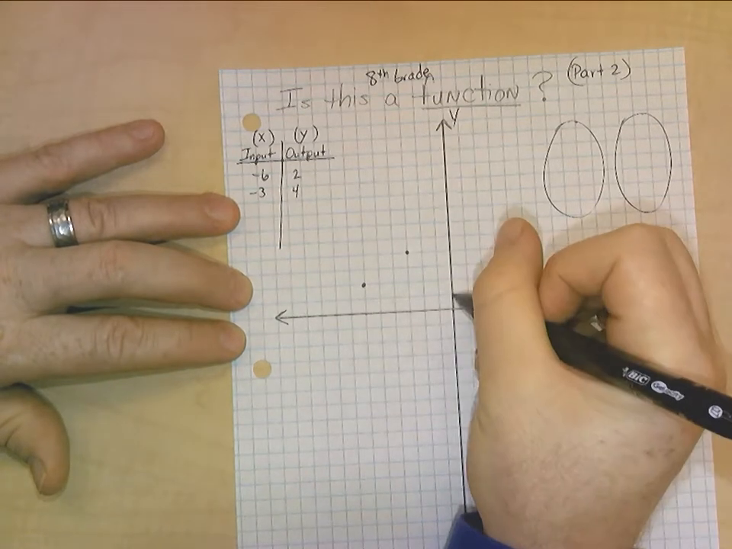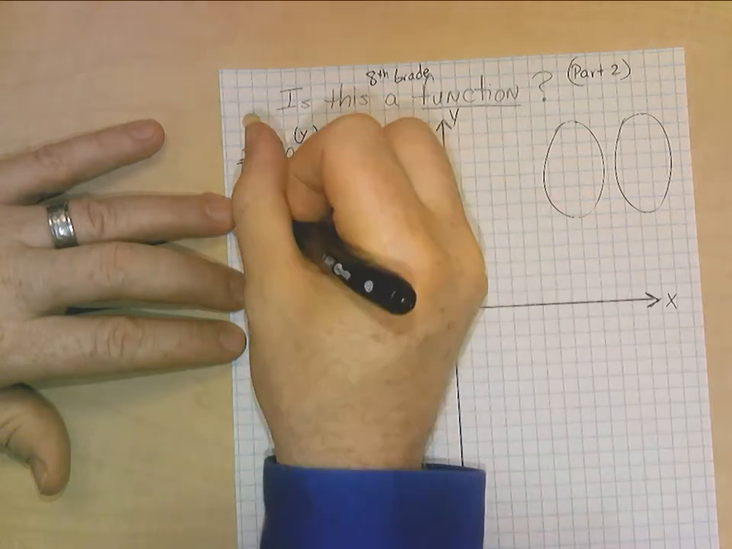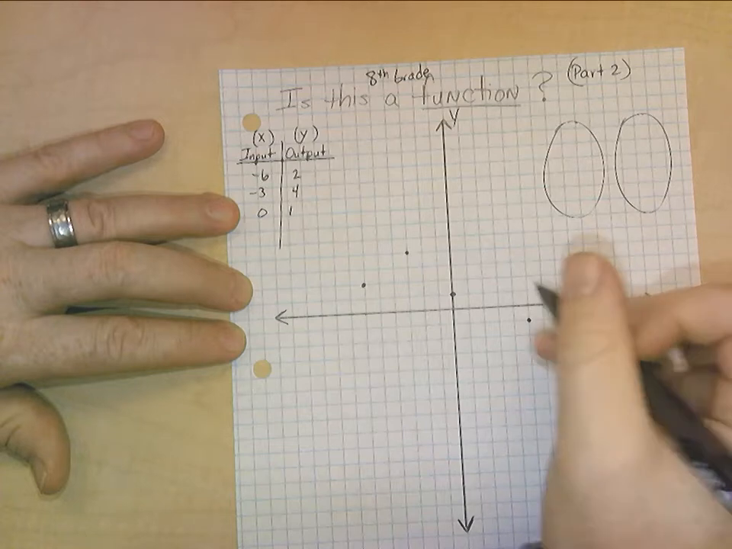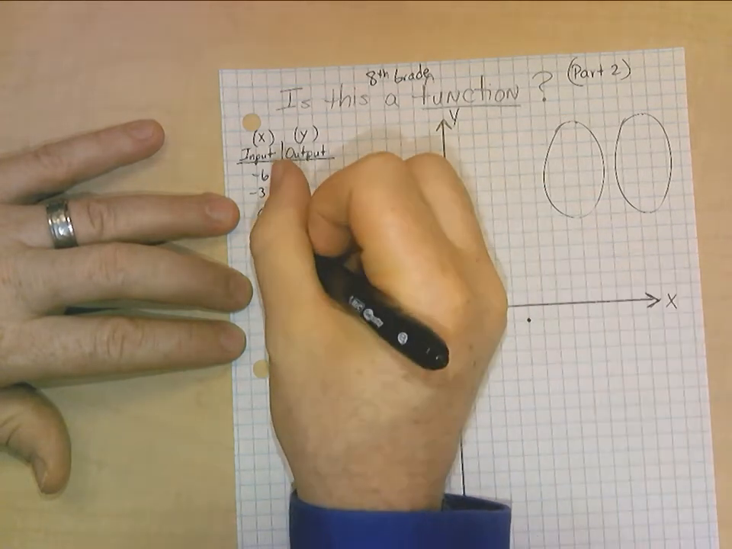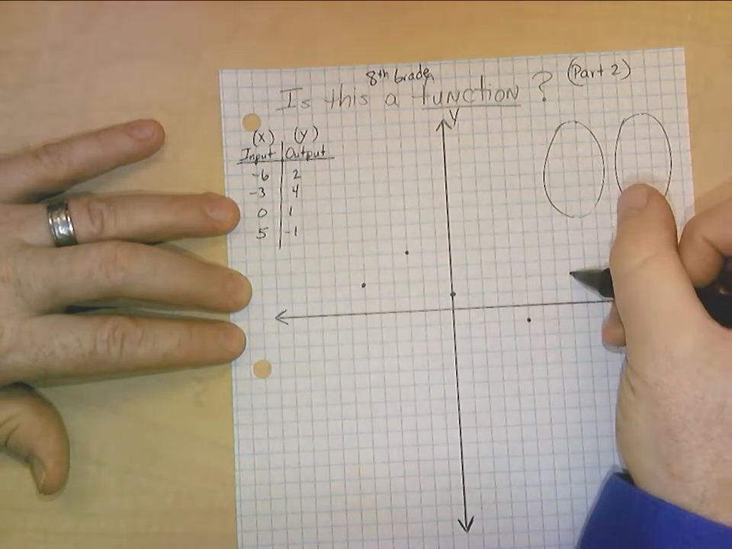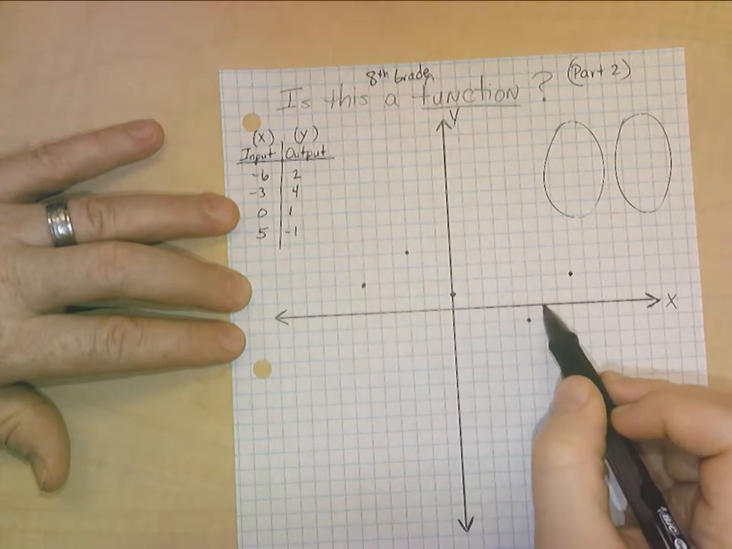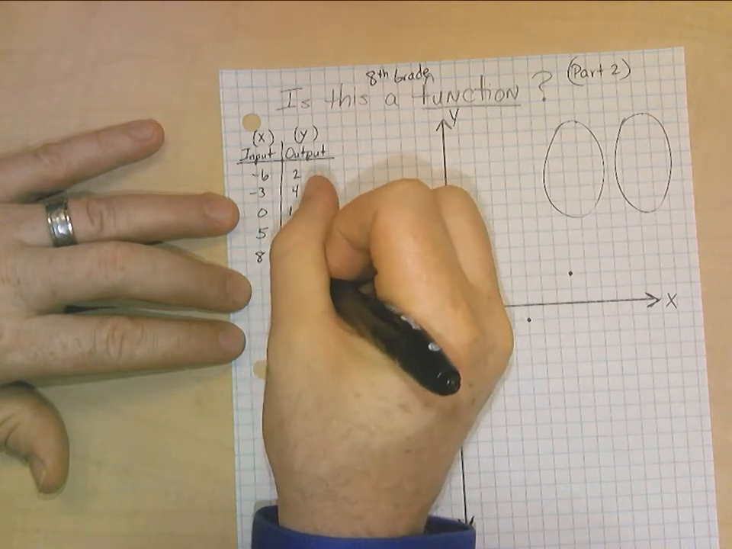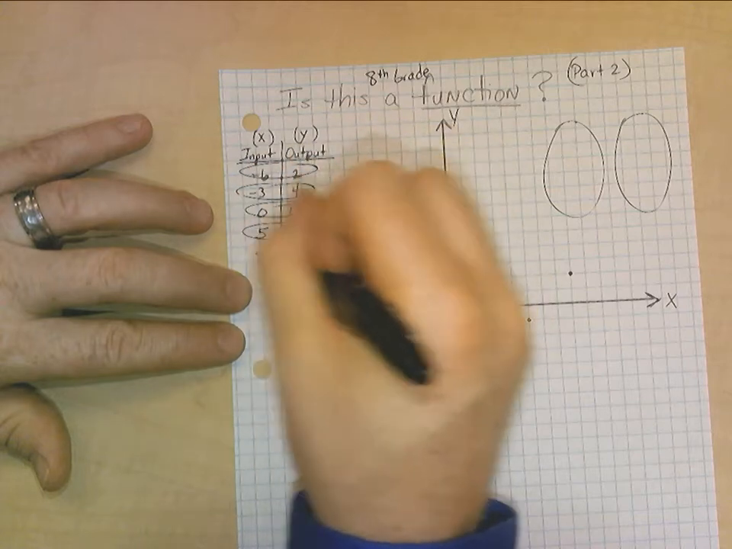Let's pick another one. 0, 1. Let's pick another one here. 1, 2, 3, 4, 5. 5, negative 1. And one more, just let's finish it up. Let's pick one right here. 1, 2, 3, 4, 5, 6, 7, 8. 8, 2. And if you recall, these are basically your ordered pairs.